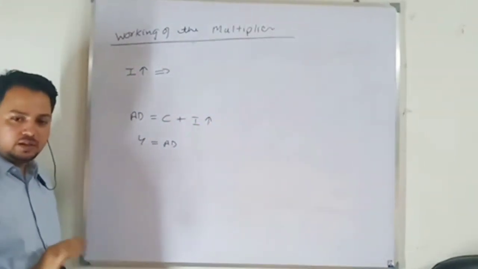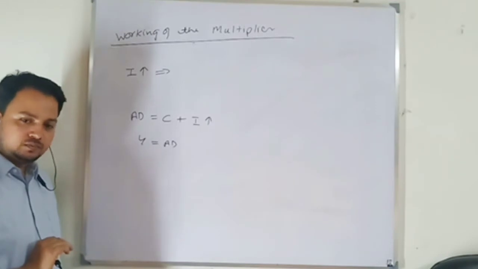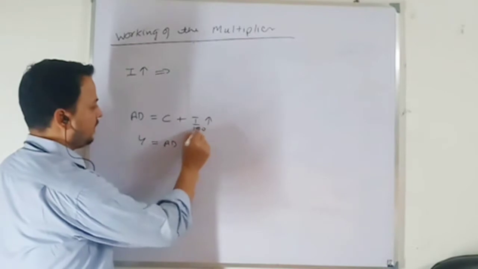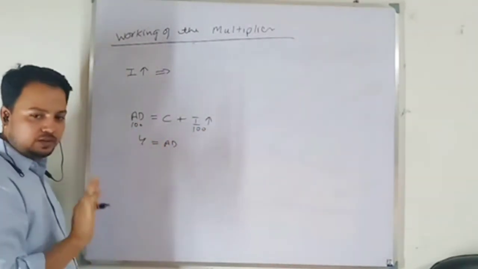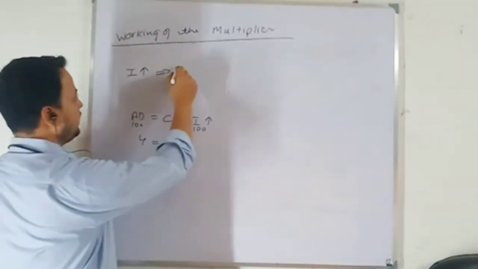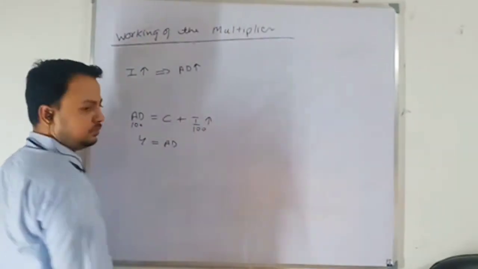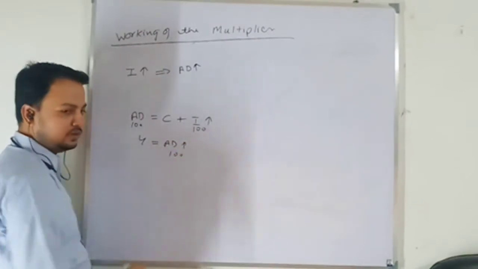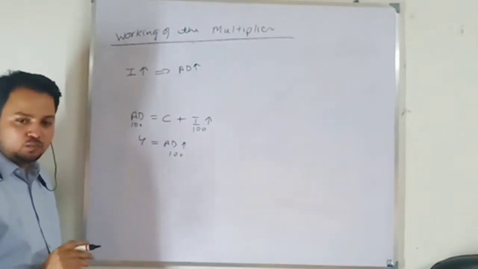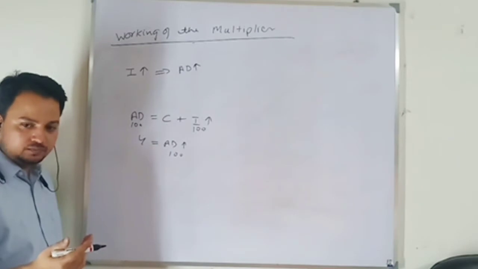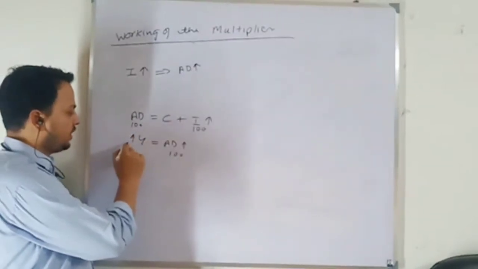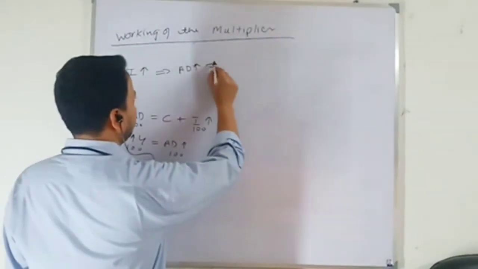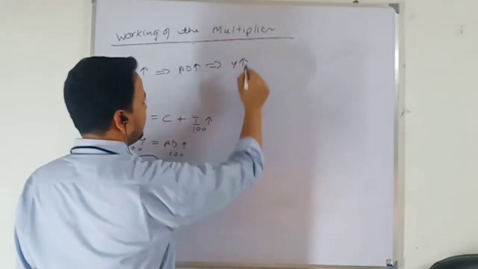The first thing, aggregate demand will increase, right? So when investment increases by 100, in the first round, aggregate demand will increase by 100. Okay, so when aggregate demand increases by 100, production will take place, right? So output will also increase by 100. Production increases, output will also increase by 100.